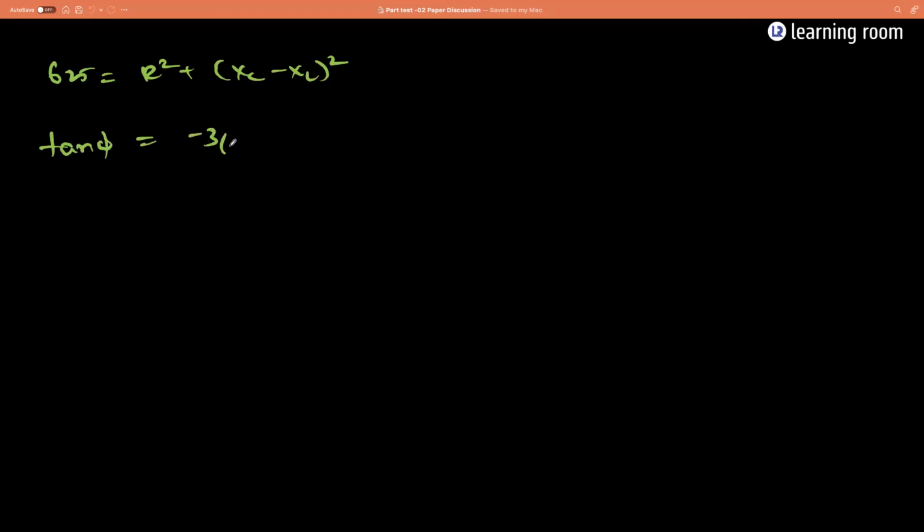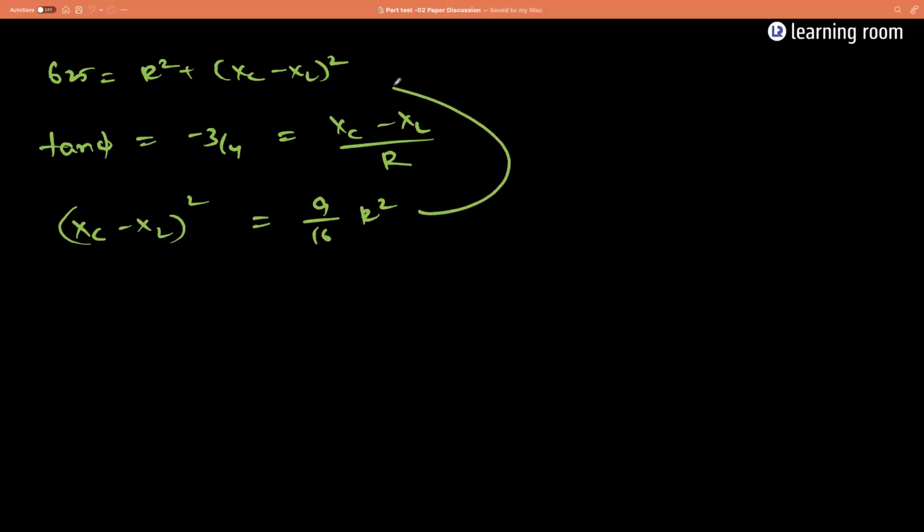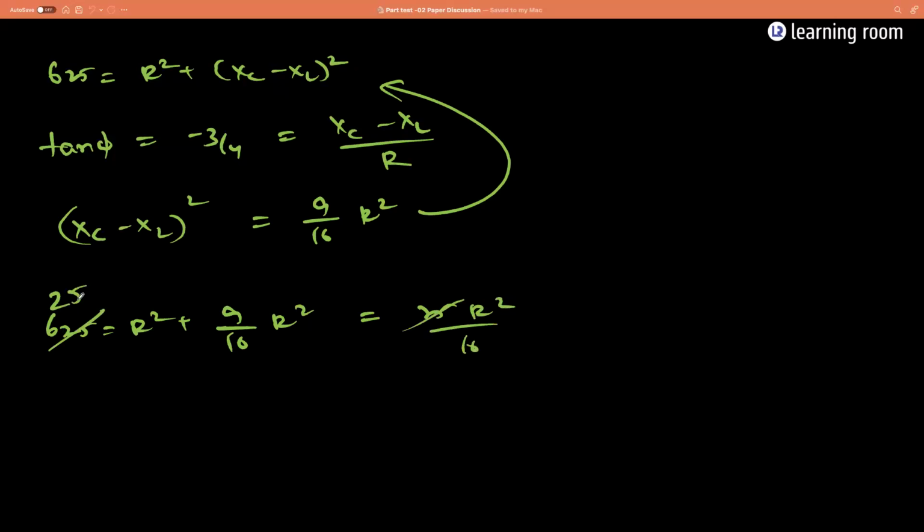Am I right? But what have they given in the question? Tan phi is equal to minus 3 by 4. So what is tan phi in this case? It is XC minus XL divided by R. So again, squaring on both the sides, what will we get? XC minus XL square is equal to 9 by 16 into R square. Take this and substitute it here. So 625 is equal to R square plus 9 by 16 times R square. That is 25 R square divided by 16. This and this will get cancelled, 25 times. So R square is equal to 25 into 16. R will be 5 into 4, which is going to be 20 ohm. So resistance is 20 ohm.